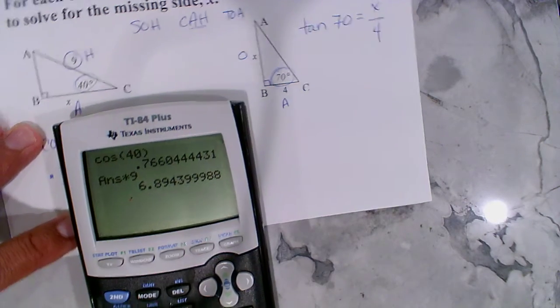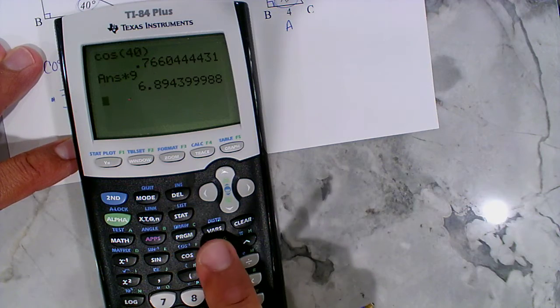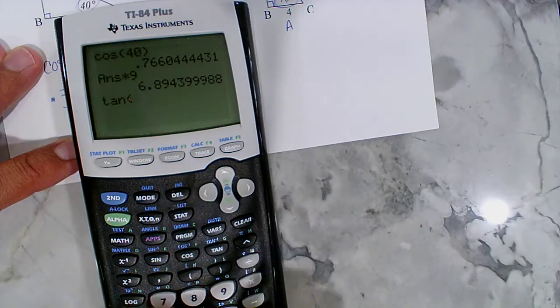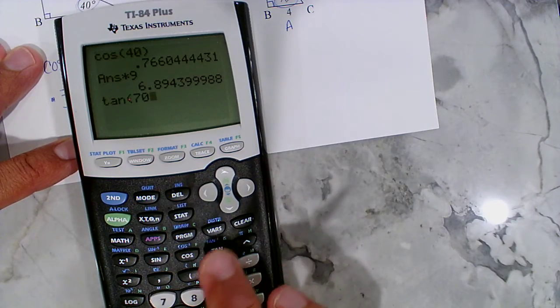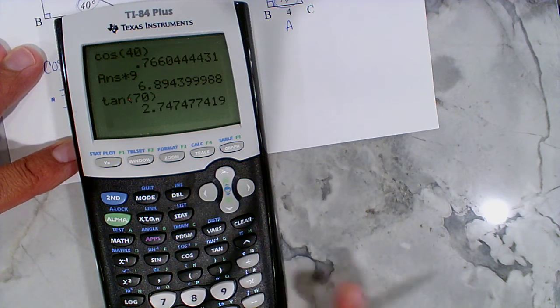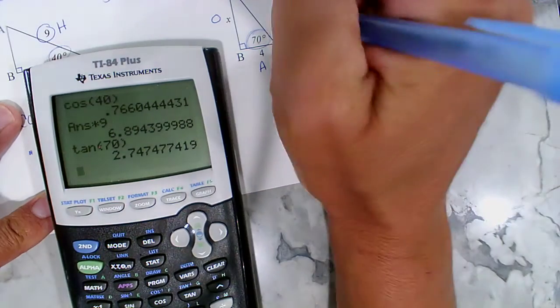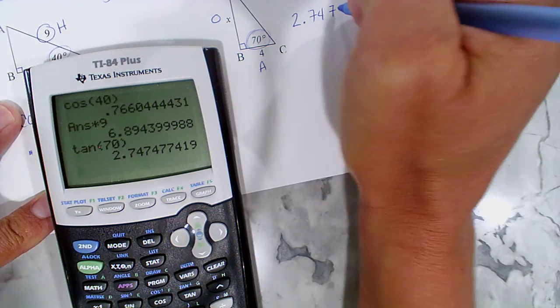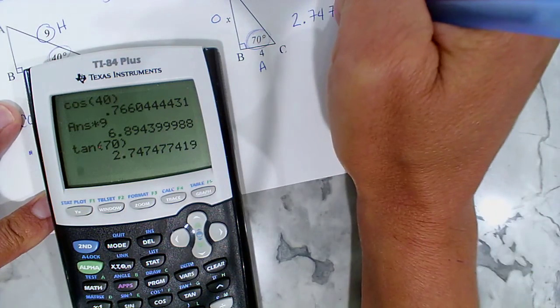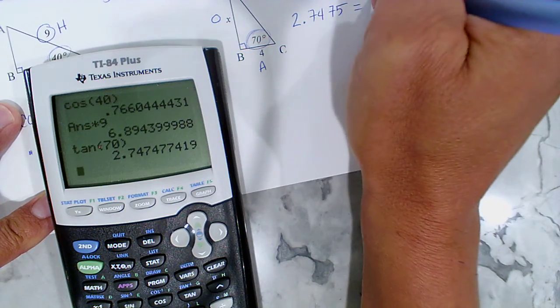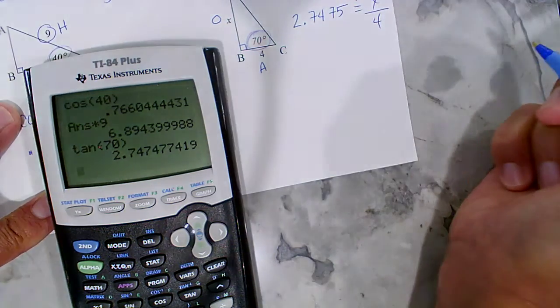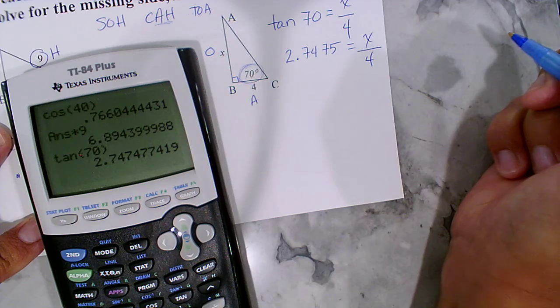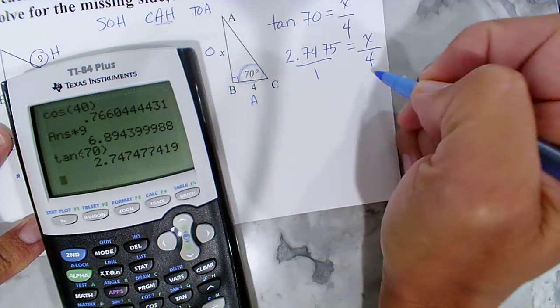So you wrote the equation, go to the calculator. Tangent button, 70, close it or don't, doesn't matter. Enter. Oh, okay, ugly decimal. I got to go 4 decimal places. 2.7475 equals x over 4, right? Throw it over 1 and cross multiply.